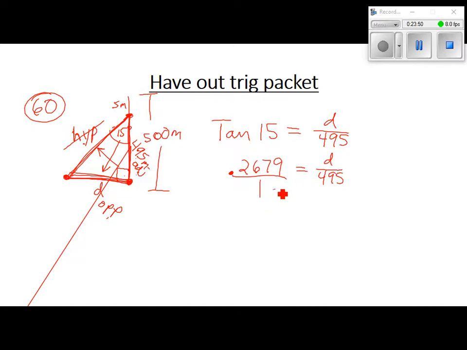Now we cross multiply. This is one of the nice ones, because when we cross multiply the first thing here, what do we get? Just 1D or just D. Then we cross multiply the other, and that's going to just be the answer. It's 132.6 meters.